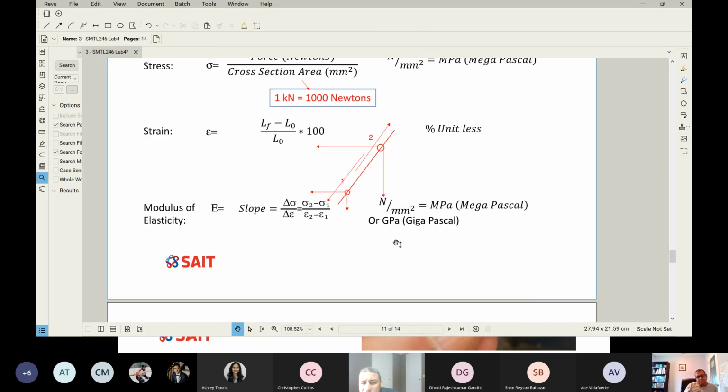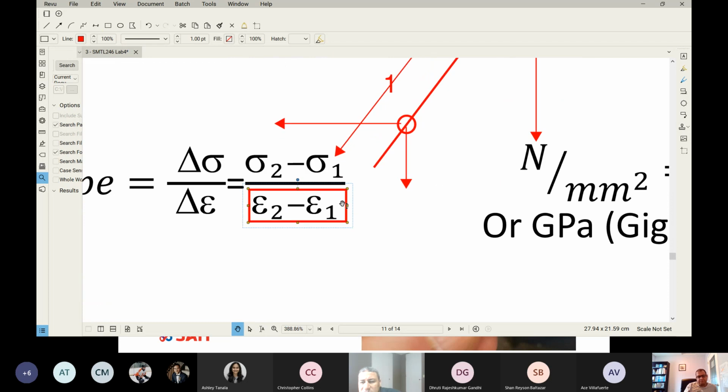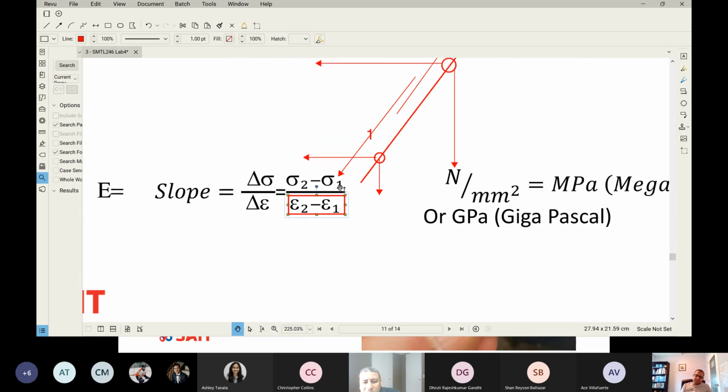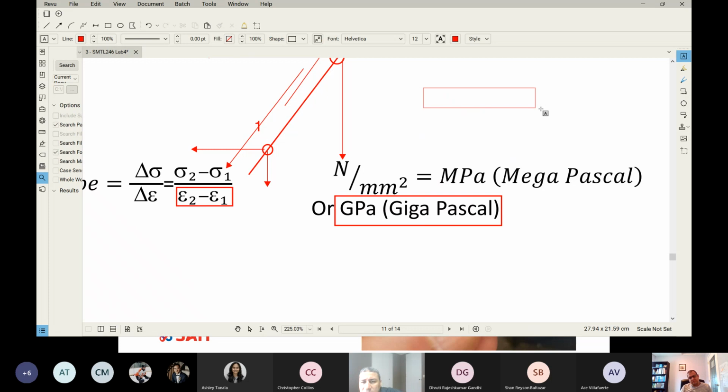Now remember, the modulus of elasticity has the same units as the stress because strain has no units. So the units of E are the same as sigma, which is megapascal or Newton per millimeter square, or finally gigapascal. Why gigapascal? Because the number is so big. For example, for mild steel, this number is 200,000 MPa, which you can say is only 200 GPa, gigapascal.